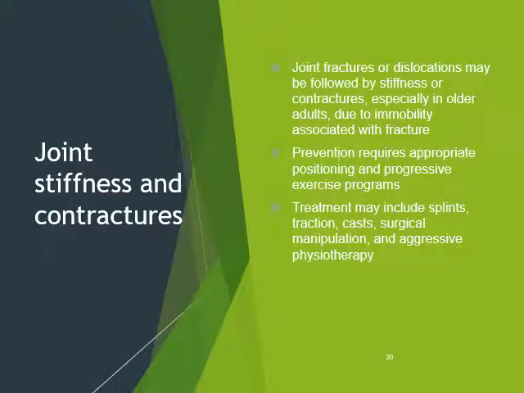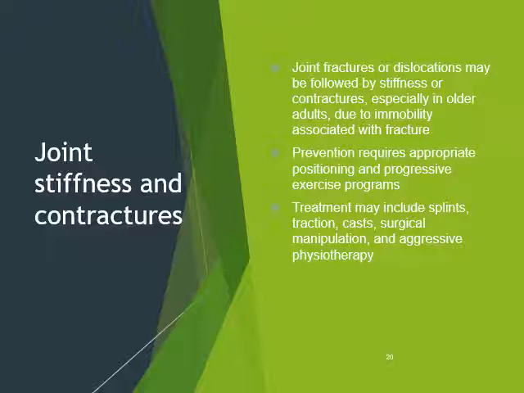Joint stiffness and contractures. So joint fractures or dislocations can be followed by stiffness or contractures, especially in older adults, because they don't want to move. It hurts to move. So they kind of stay in one position, and they hold their arm in one position or their leg in one position. And that can lead to joint stiffness and even a contracture.